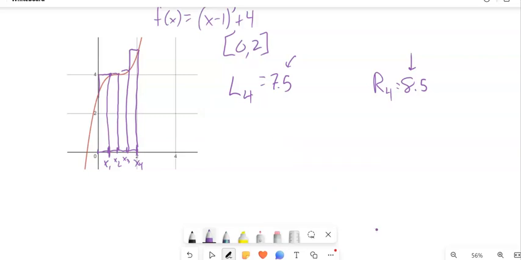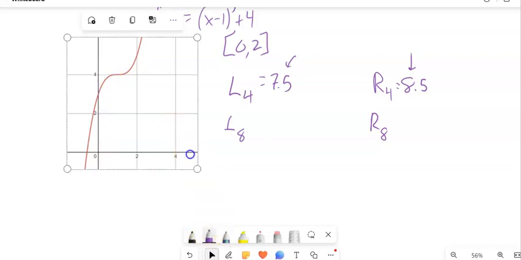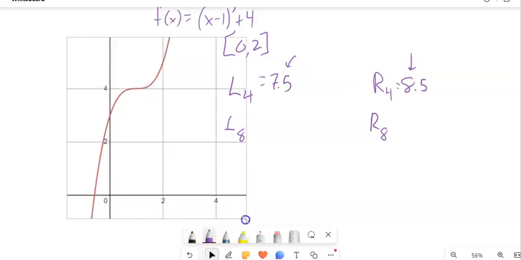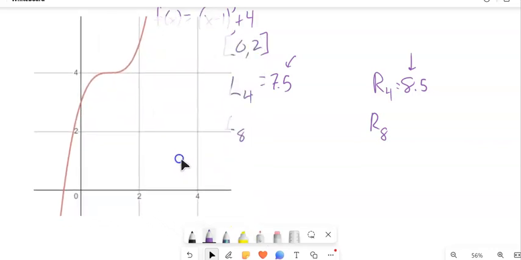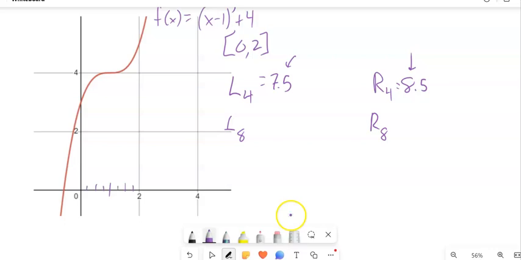So as I start to dig into this a little bit more, I could do these again. I'm not gonna do these by hand. I could go L8, R8, and instead of 4 rectangles, it would be 8, right? It might help me if I zoomed in to this a little bit because I'm gonna need more space. If I do it into 8 of them, I'm gonna have all those intervals in there. And I can still figure out my change in x pretty easily.